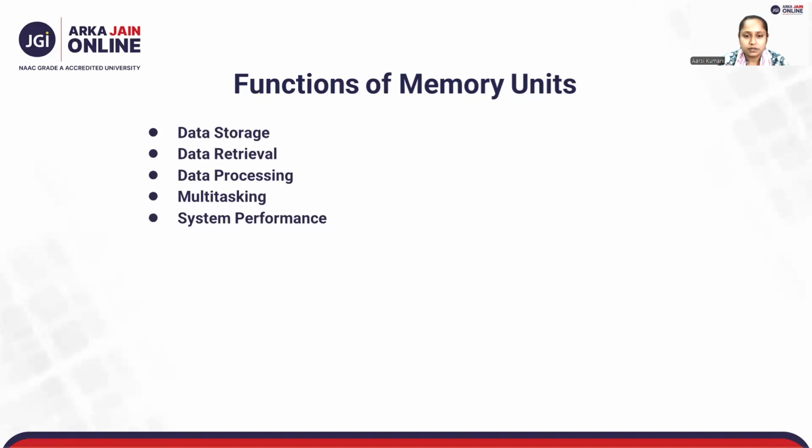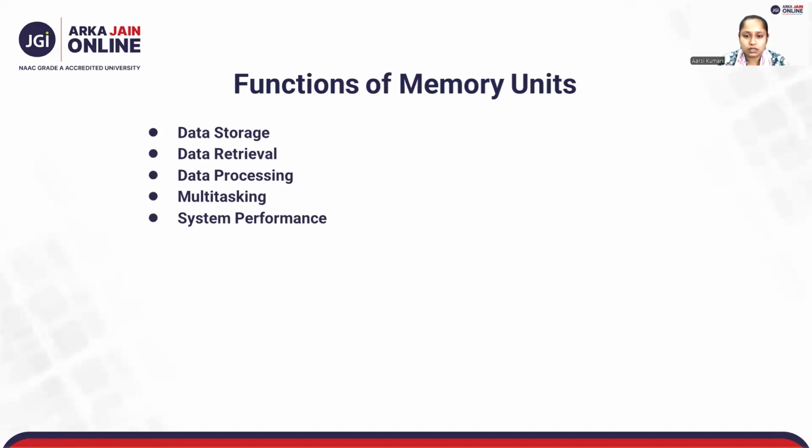Data retrieval. Memory units allow the computer system to retrieve records and commands rapidly. Primary memory is, in particular, designed for quick data retrieval, offering the CPU the essential source to execute applications and carry out tasks successfully.